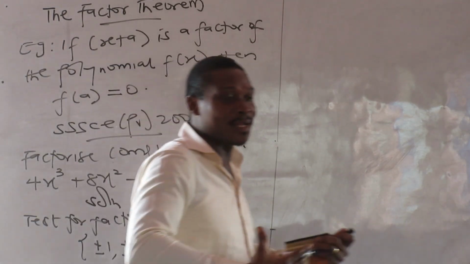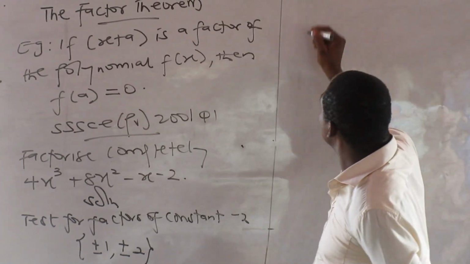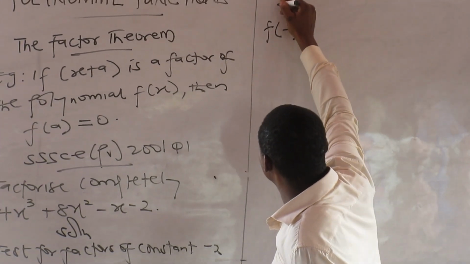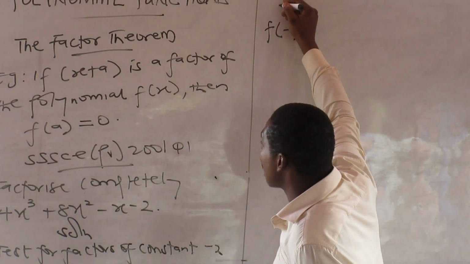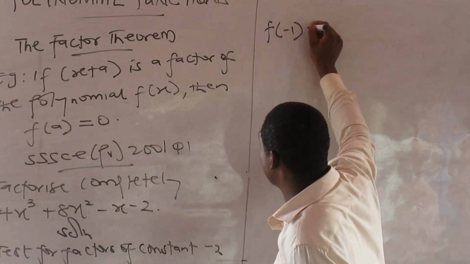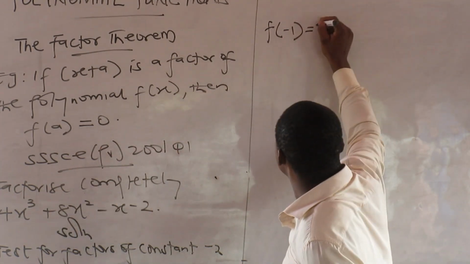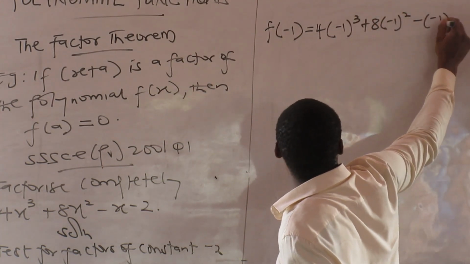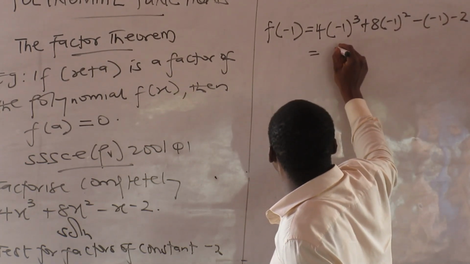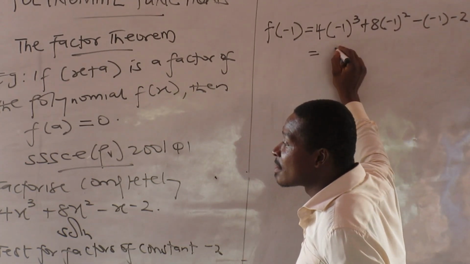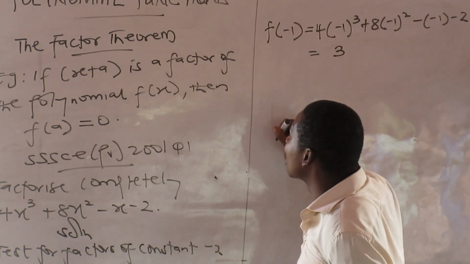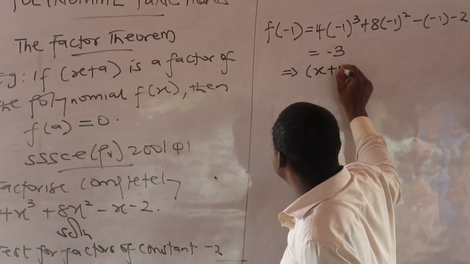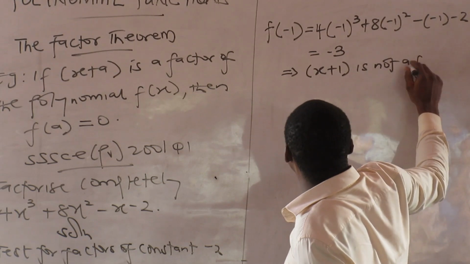So let's test. Let's say I'll first start from f of minus 1. So I'm going to start from there. This is 4 times minus 1 cubed plus 8. You have to test till you get 0. Just check for me. So I get negative 3. It means x plus 1 is not a factor.